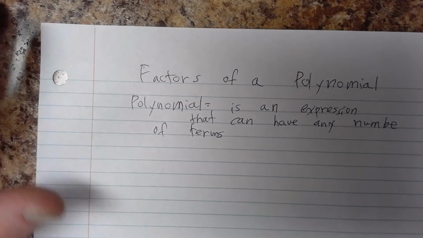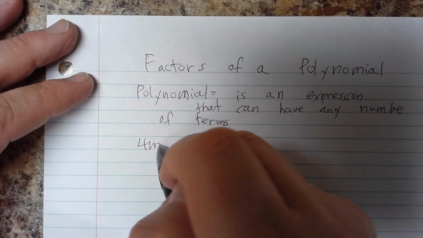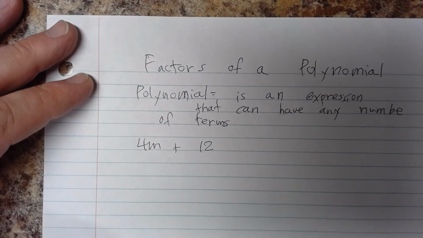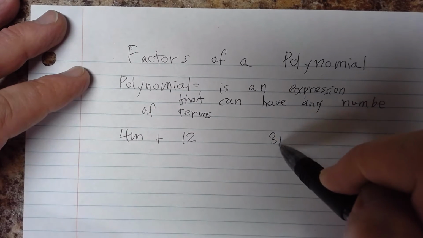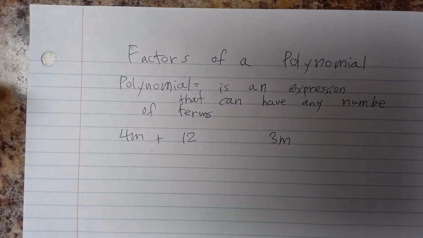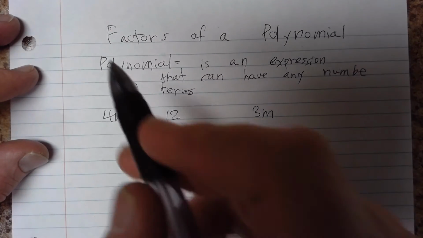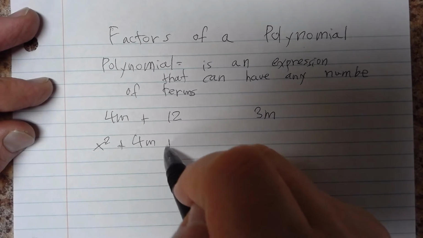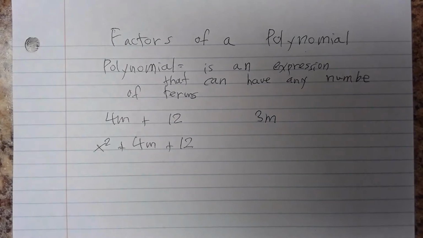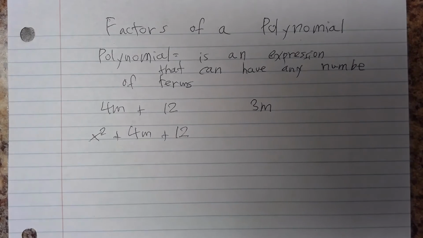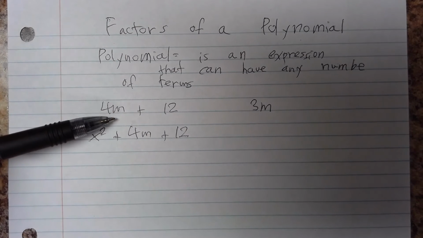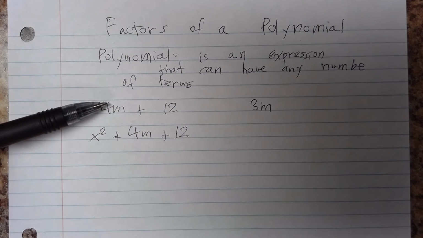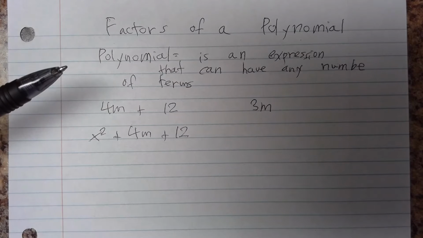So some examples of polynomials would be 4m plus 12. That has two terms. Or 3m could be a polynomial all by itself. Or you could have a polynomial with three terms, x squared plus 4m plus 12. All examples of polynomials where you're dealing with a combination of numbers and variables, and also where we have a variable attached to a number, right?